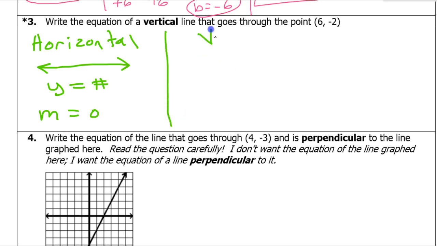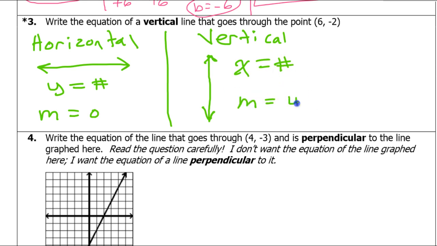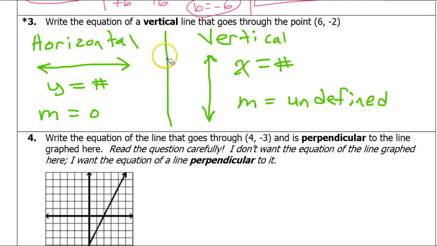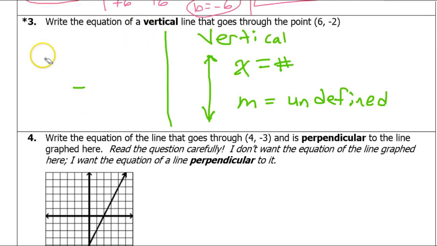Now let's talk about vertical lines. First of all, a vertical line looks like this. The equations are always x equals something, and the slopes are undefined. Okay, you need to memorize that these 4 concepts all belong together, and these 4 concepts all go together. So if you have that in your head, in this particular case, we're talking about a vertical line.